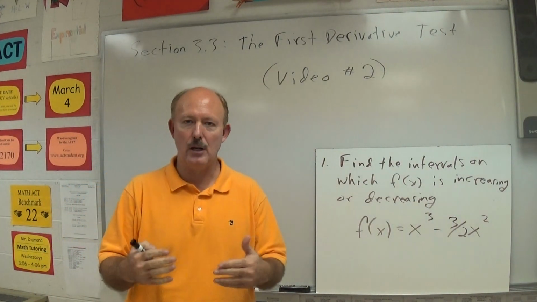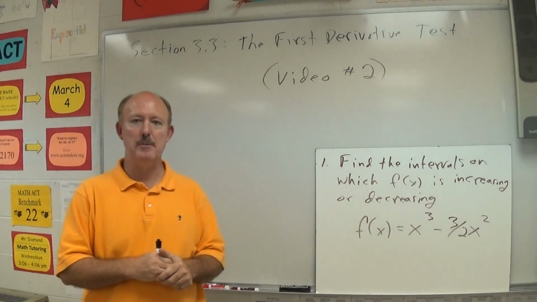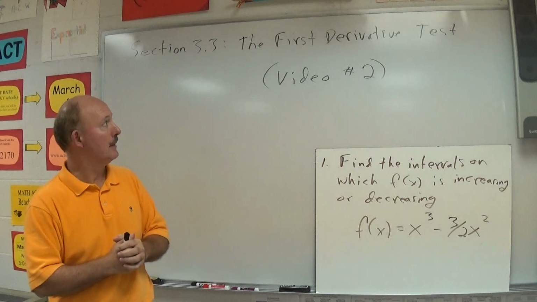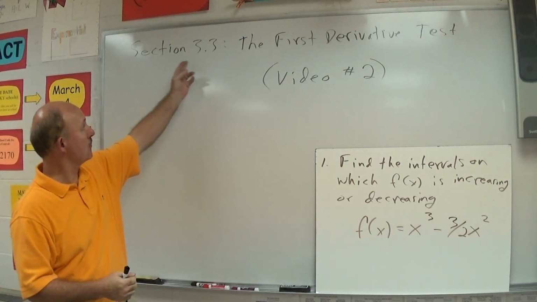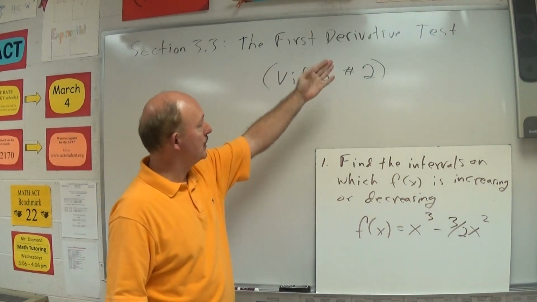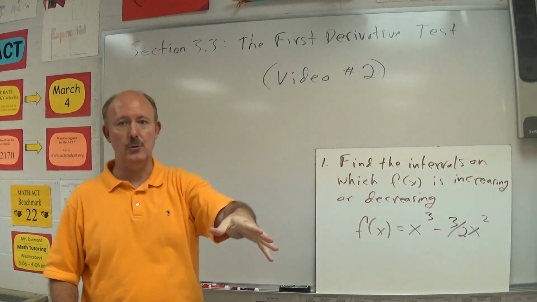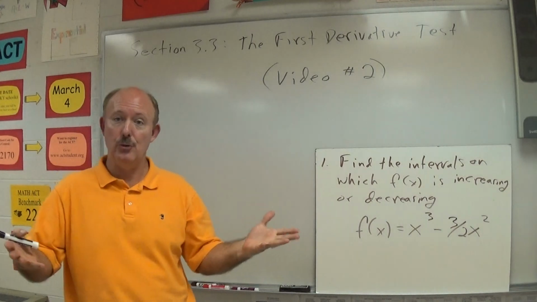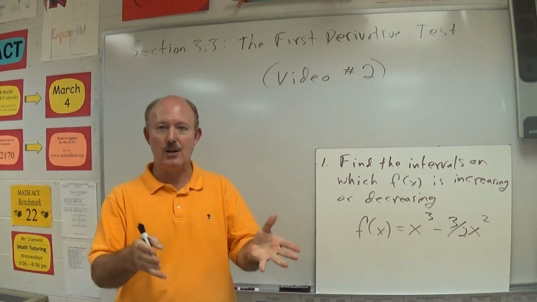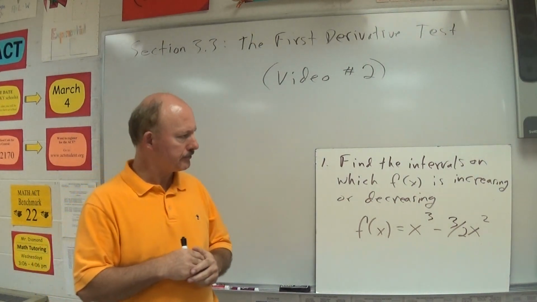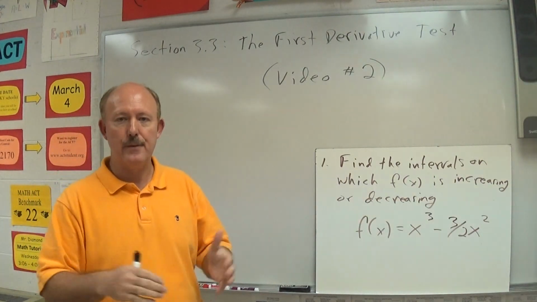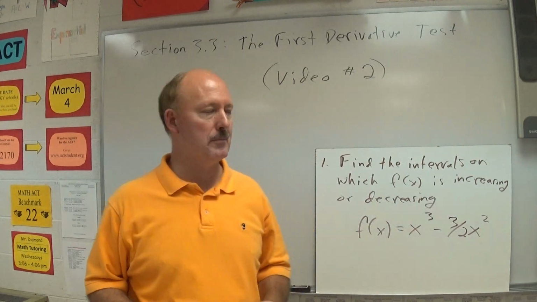Today we're going to be looking at some examples of using the first derivative test to locate relative maximums and minimums on an open interval on a graph. In our textbook, this is section 3.3, the first derivative test, video number 2. In video number 1, we talked about increasing and decreasing functions and introduced the first derivative test. In this video, we're going to look at some actual examples.